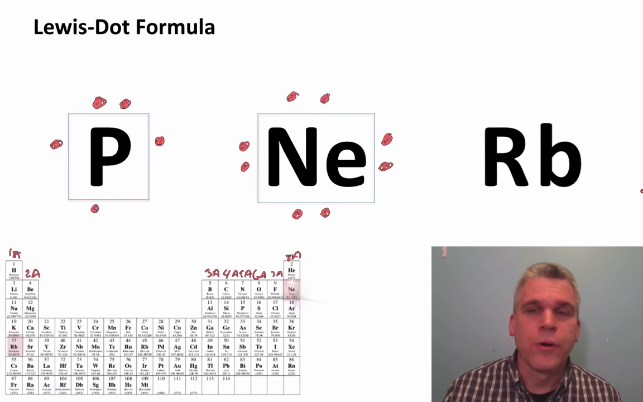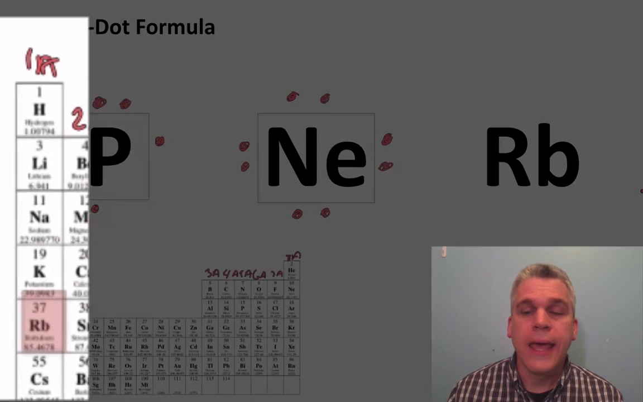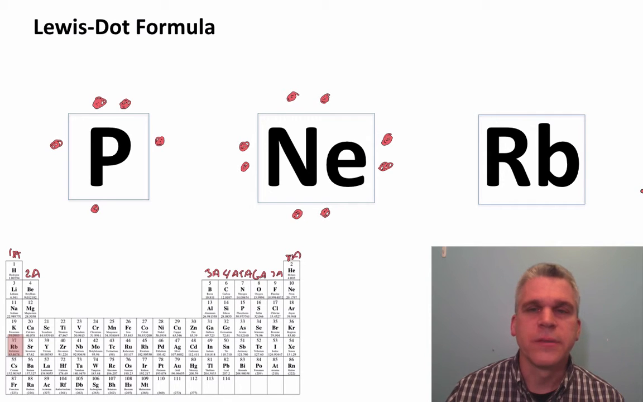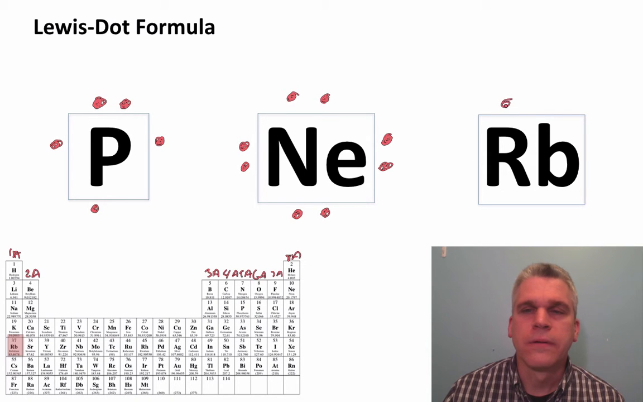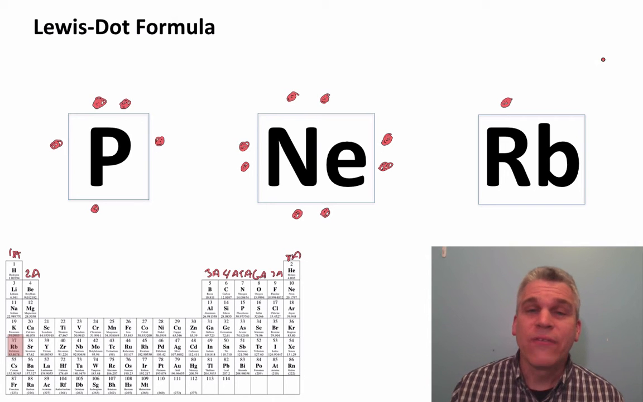So let's take a look at one more. How about rubidium? Remember, this is that real big one that we saw. It's in group 1A. So again, we have this imaginary box around the symbol, and we draw 1. Oh, that's it. That's all it has. So we can get a lot of information about this.